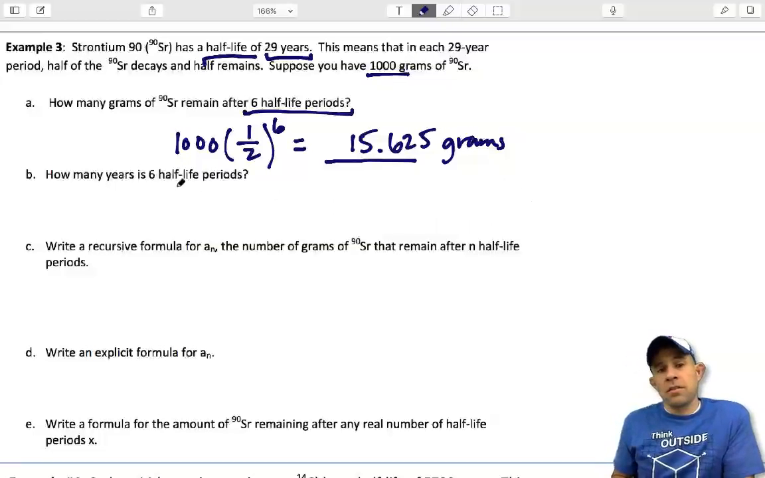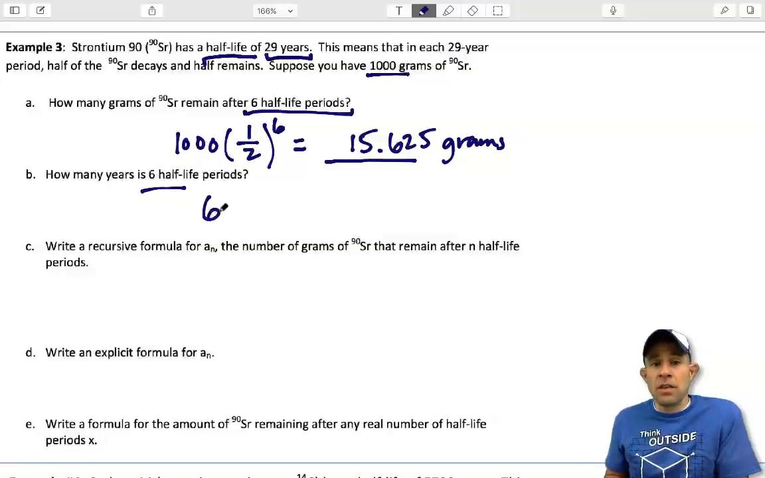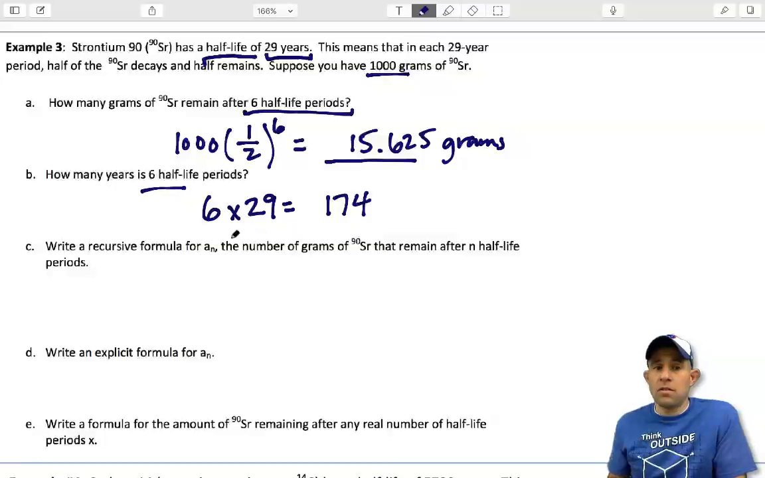All right, next it wants us to find how many years are actually in 6 half-life periods. So if each period contains 29 years and there's 6 of them, we'll take 6 times 29, and that comes out to be 174 years.